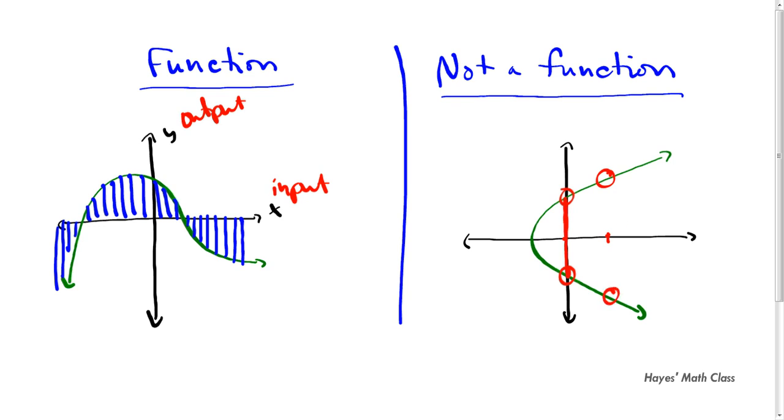Okay, so this is my input, and it's going to 2 outputs. And that's why it doesn't work as a function. So anyway, flip it back over, we're done.